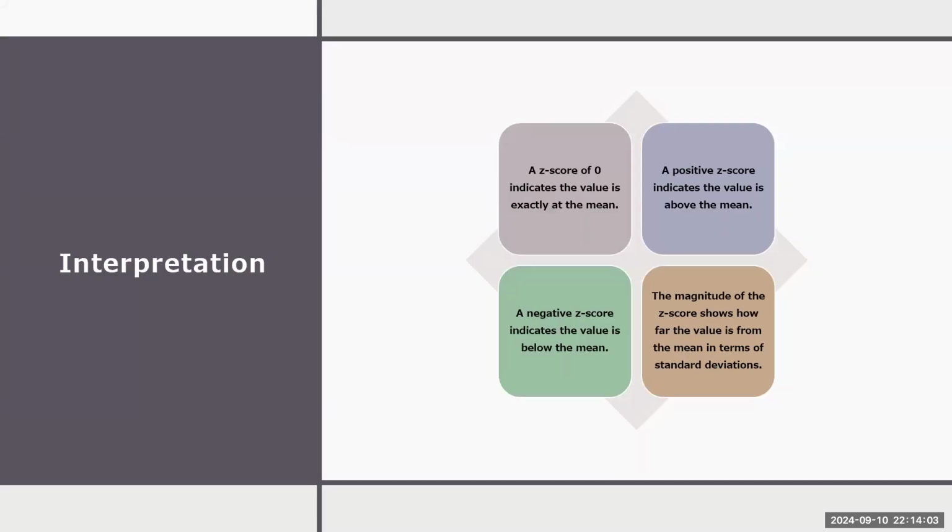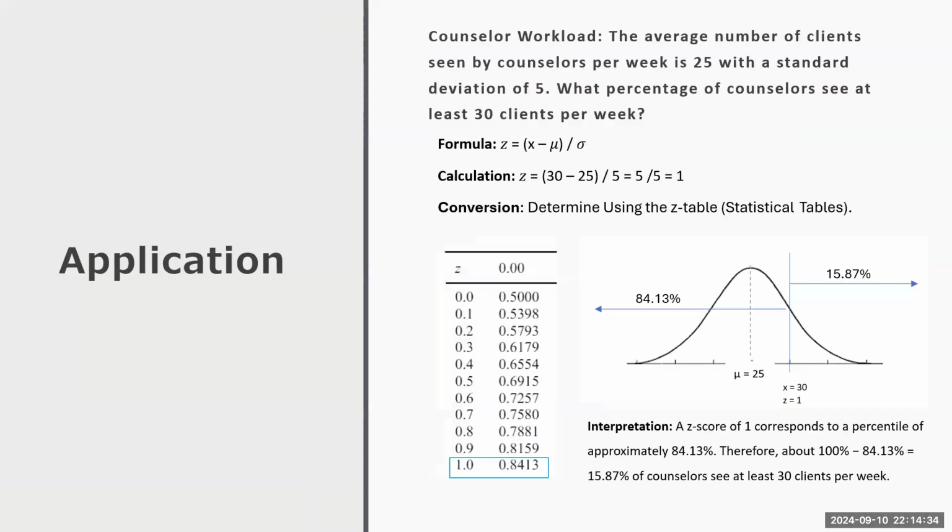A Z-score of 0 indicates that the value is exactly at the mean. Remember, a Z-score is aligned with the standard deviation. If we have a standard deviation of 0 or Z-score of 0, that means it's sitting at the mean. A positive Z-score indicates that the value is above the mean or to the right of the mean. A negative Z-score indicates the value is below the mean. And the magnitude of the Z-score shows how far that value is from the mean. So the number, as it increases, is going to be further and further away from the mean.